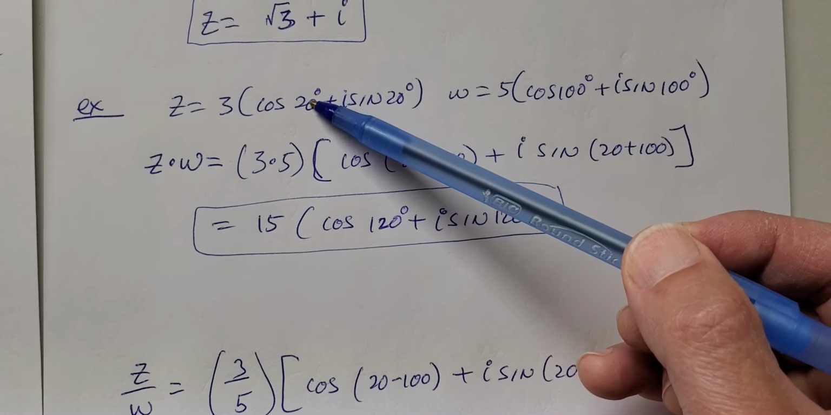Again, we don't want negative degrees. We want positive degrees. So 360 subtract 80 gives me 280 degrees. So this is for dividing complex numbers in polar form. This is for multiplying complex numbers in polar form. So this is the first part of complex polar form in the Moivre theorem.